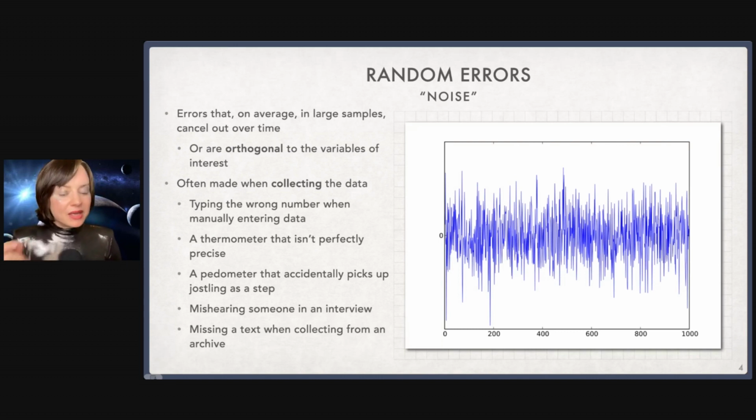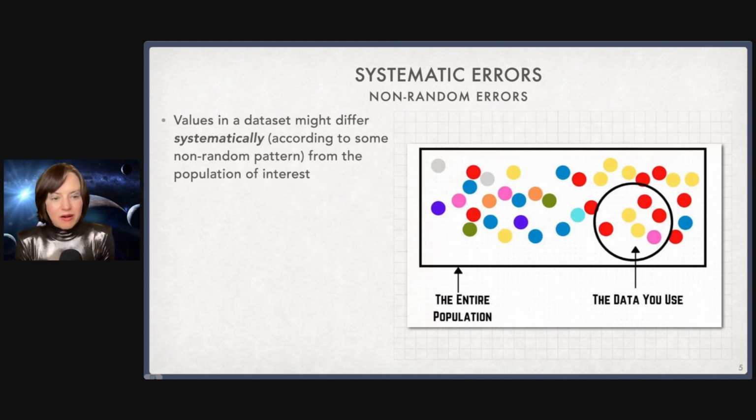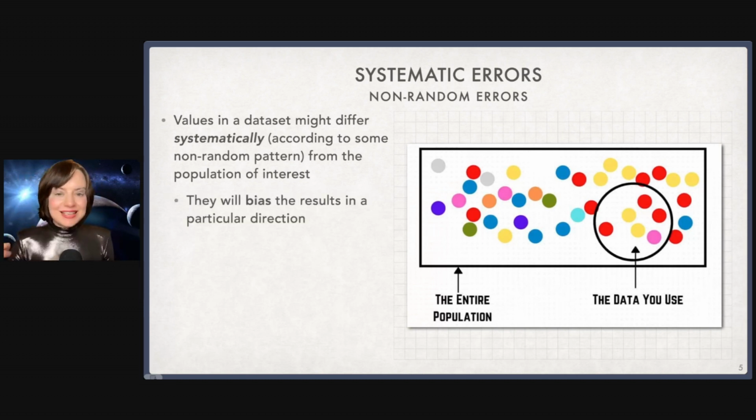If the thermometer, for example, is consistently slightly too high, or a pedometer is consistently slightly too sensitive, then we're in the land of systematic errors or non-random errors. We're systematically recording a temperature that's higher than reality. We're systematically overcounting how many steps we're taking. Systematic errors are non-random errors. This is when the data we use does not really actually reflect what's going on in the world. So these are values in a data set that differ systematically according to some non-random pattern from our population of interest. This, importantly, will bias our results in a particular direction.